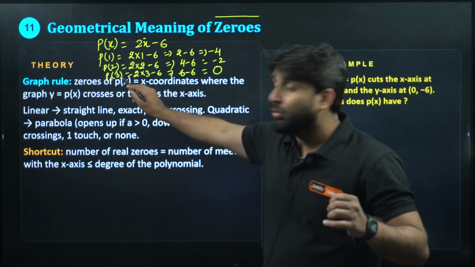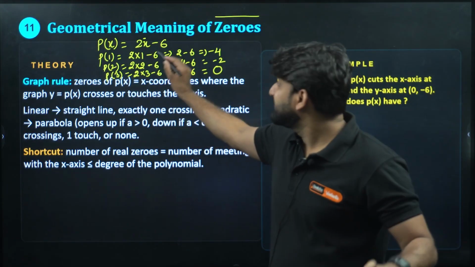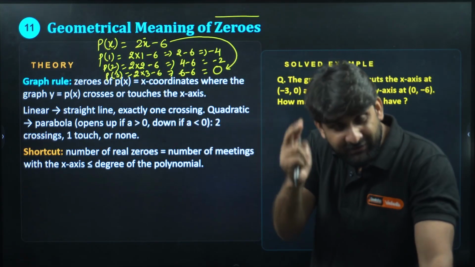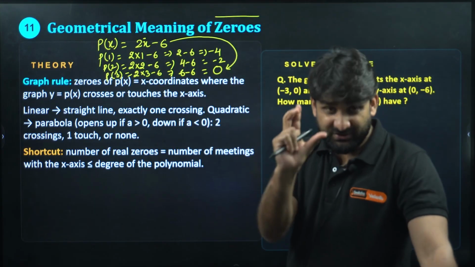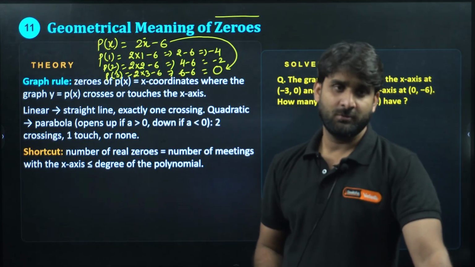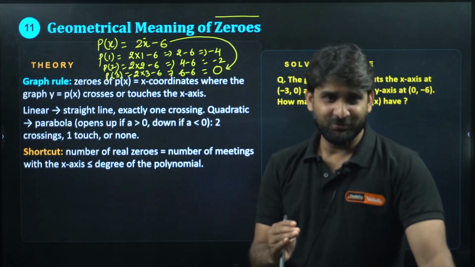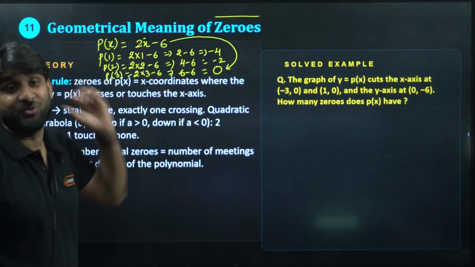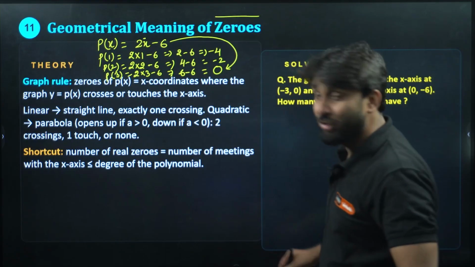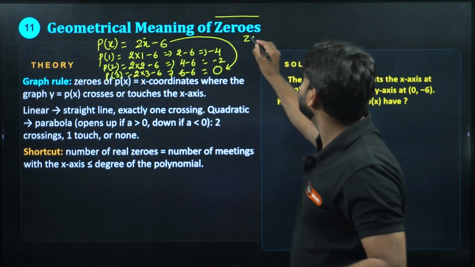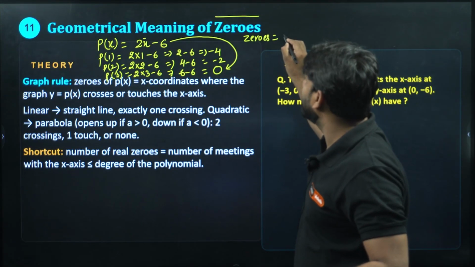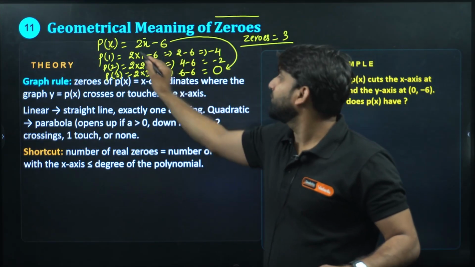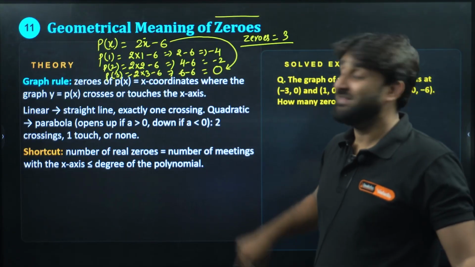So the value at which this polynomial is giving you the answer 0, the value of the variable at which the result of the polynomial will become 0, that value is called zero. That value of x is called zero. My dear champions, I hope this is clear to you all. So here the zero is equal to 3, because on putting 3 in this equation, this polynomial has become equal to 0. And this is called zero.